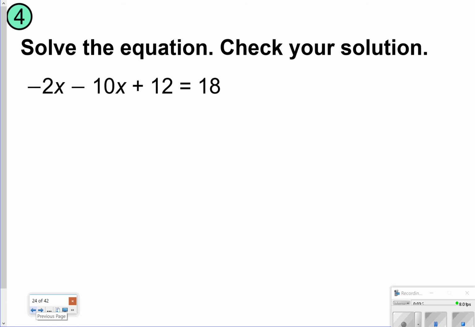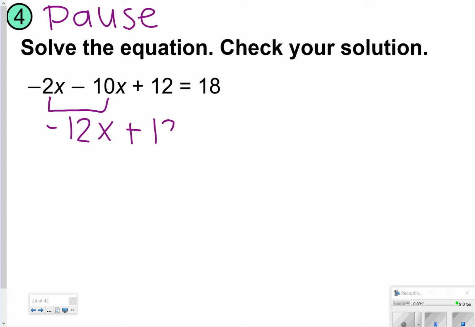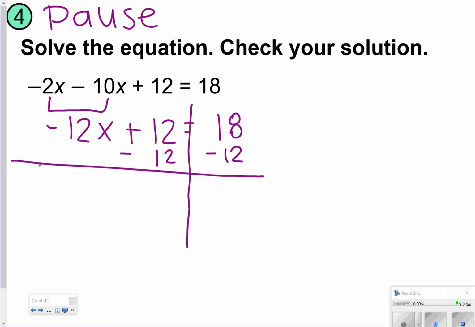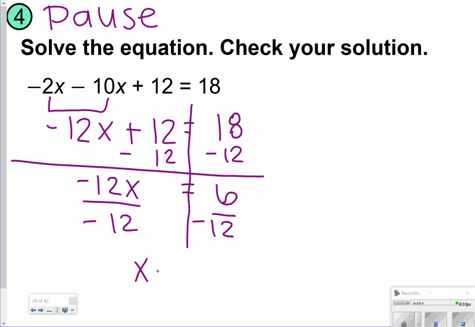Here's number 4. Again, let's go ahead and pause this one so you can try it by yourself, and then click play when you're ready to check. Okay, so we've got negative 2x and negative 10x make negative 12x. And then the next step, I'm going to subtract 12. So I get negative 12x is equal to 6. And then last step, divide both sides by negative 12. x will be equal to negative 1/2.